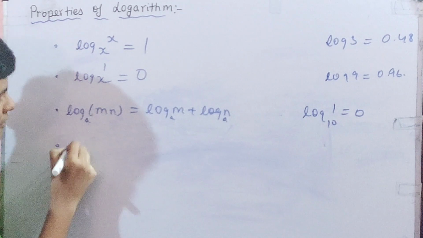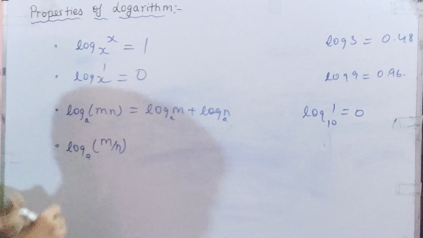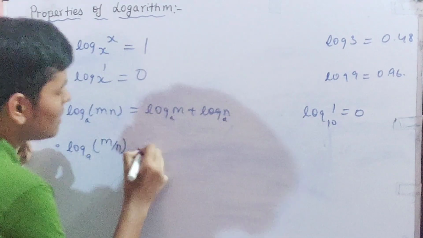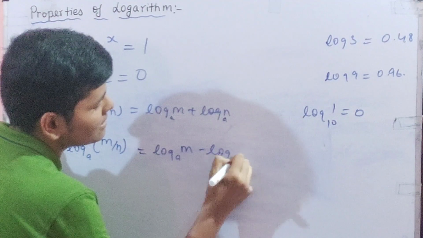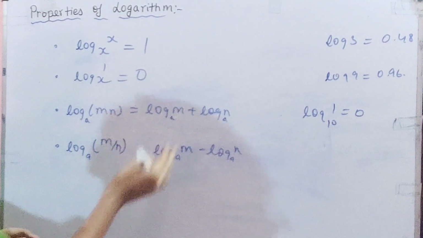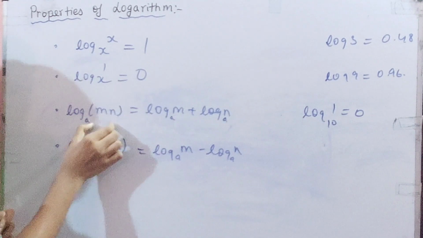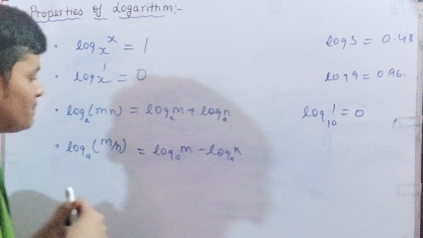Before moving on to that, we have another property, that is log to the base a of m by n. This is called the division rule of logarithm. That is log to the base a of m minus log to the base a of n. This is similar to the earlier property. Here in the terms of multiplication we have to separate and add them. In the terms of division we have to separate and subtract them.